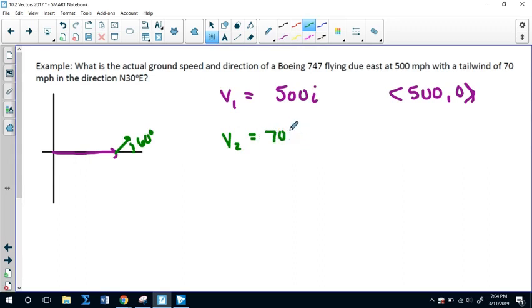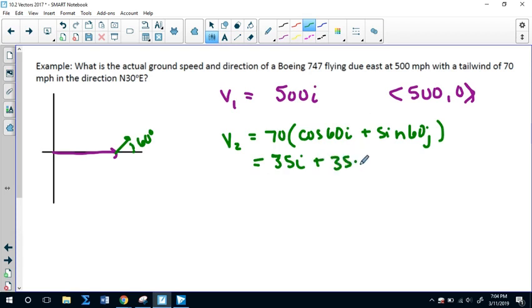So we did this last year by saying 70, and then we did cosine of 60i plus sine of 60j. Okay. And then I'm just going to multiply the 70 into this. So that ends up with 35i plus 35 root 3j. Okay, and then the actual speed and direction is now going to be the blue line. So we're going to call that the resultant vector.